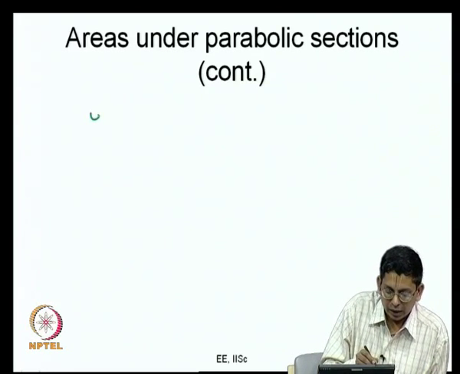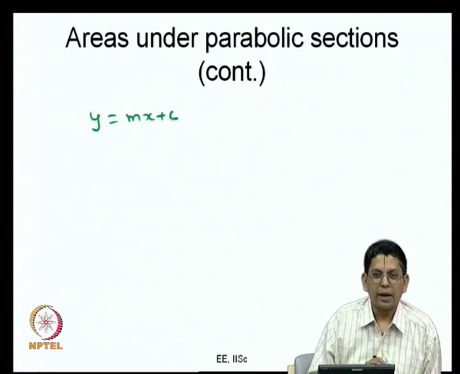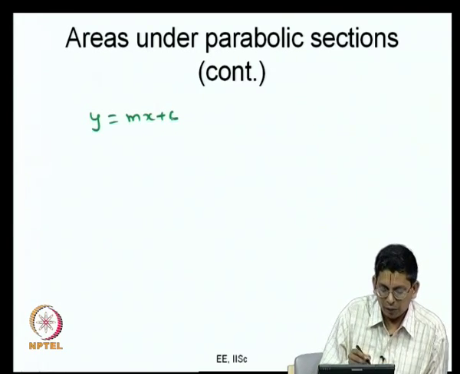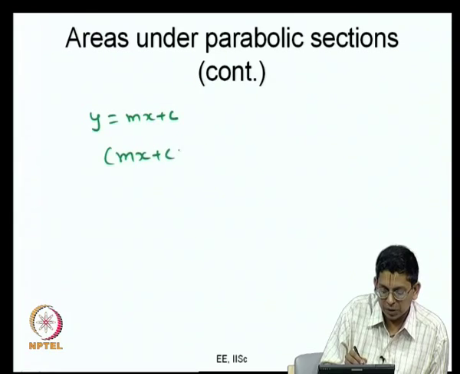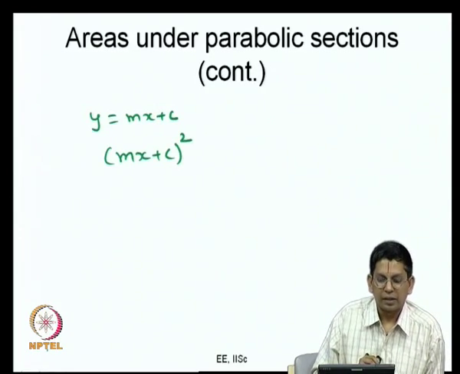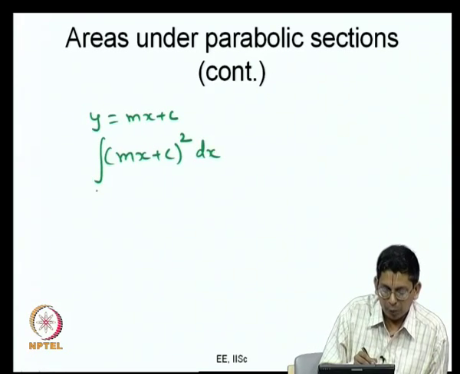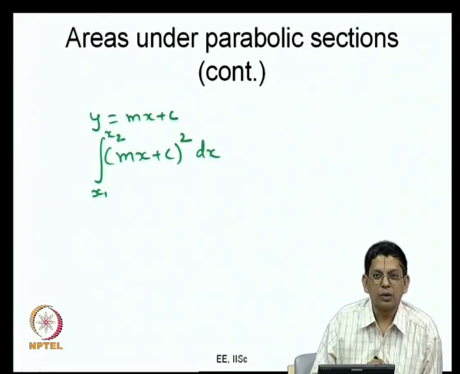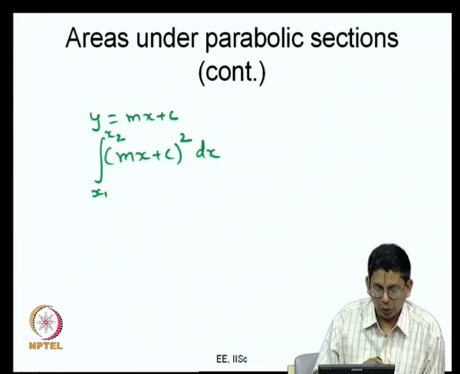Let us say I take the straight line y is equal to mx plus c. Now, what I want to do is evaluate the area under the parabola. I am first squaring that line, mx plus c the whole square, then integrating it with respect to x, dx, between some values x1 and x2. This is what I am planning on doing now. So, what do I get here?